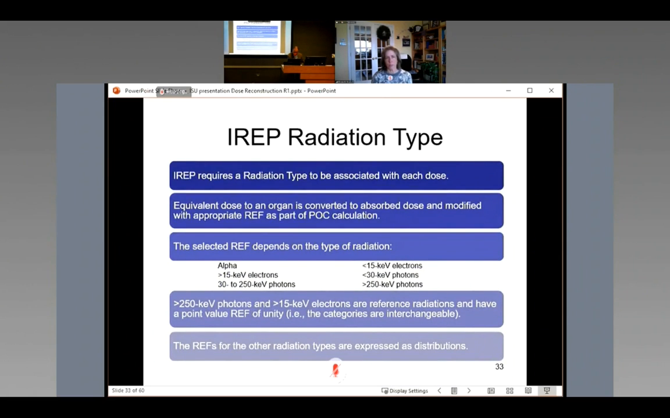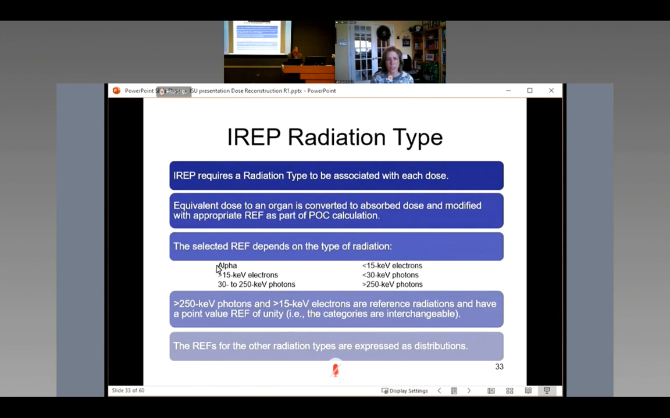So the radiation type I just mentioned. So equivalent dose that gets entered is converted to absorbed dose, and then it's modified with an appropriate radiation effectiveness factor, I can't remember what that stands for, but a distribution is assigned. So rather than a point value for the radiation type, there's a distribution associated with each one.